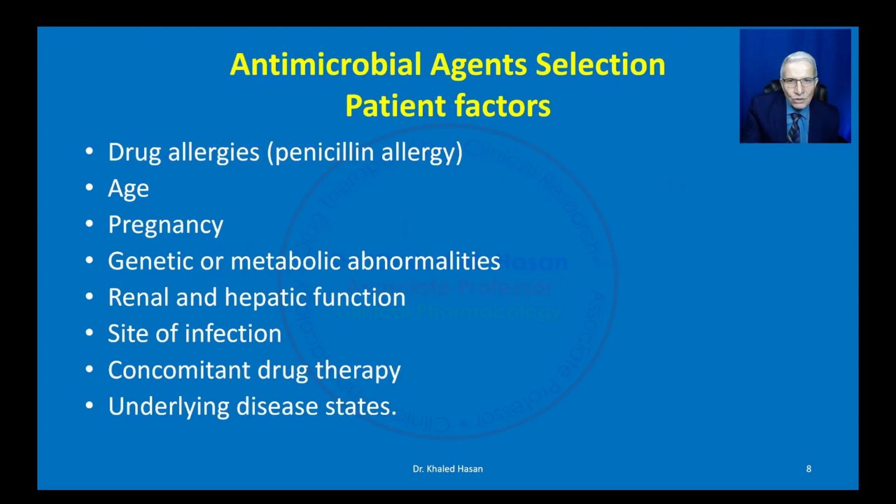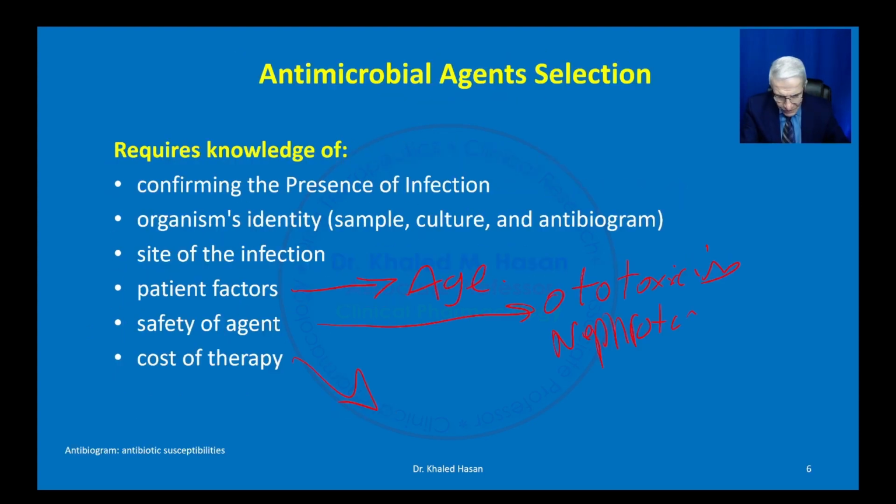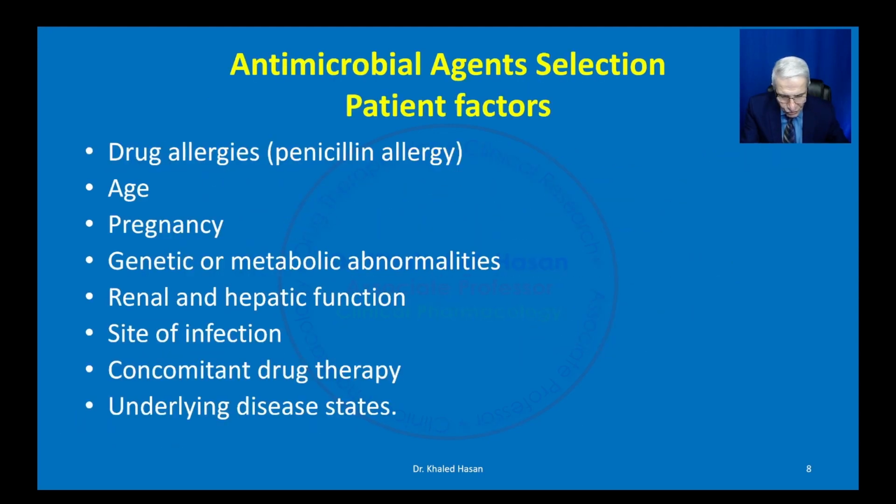Okay, the selection of antimicrobial depends on several factors. We can look at the patient factors first, then we have other related factors, as you can see there. Several criteria should be taken into consideration. Patient factors: we ask the patient or the family, does the patient suffer from allergy, penicillin allergy, or any other medication, sulfa allergy? So drug allergy history is very important.